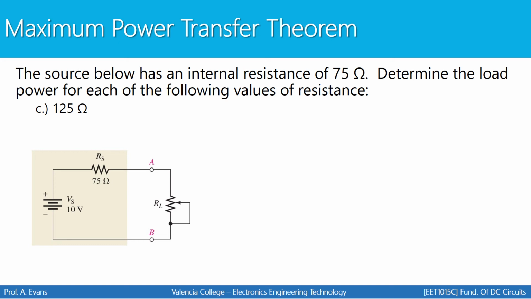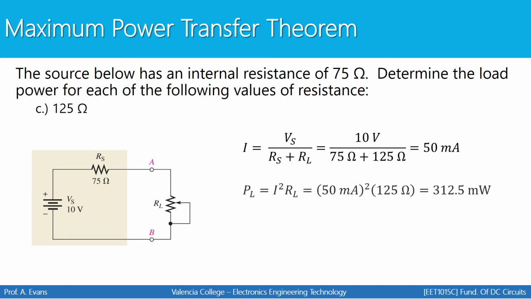And then repeat this process for the 125 ohm resistor. You'll see that the current is now 50 milliamps when you calculate your total current for this circuit. And then calculate the power distributed to the load. Now the power is 312.5 milliwatts.